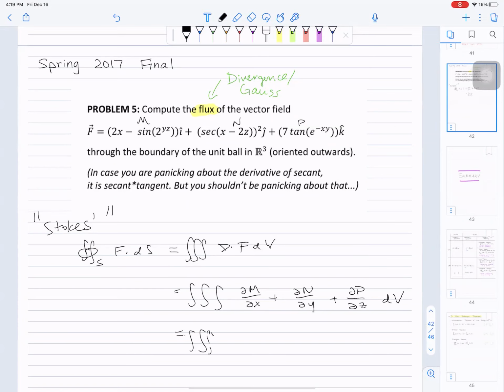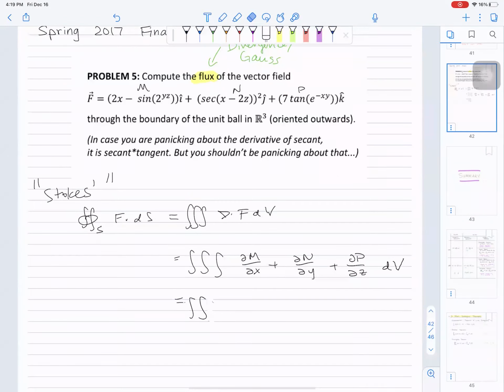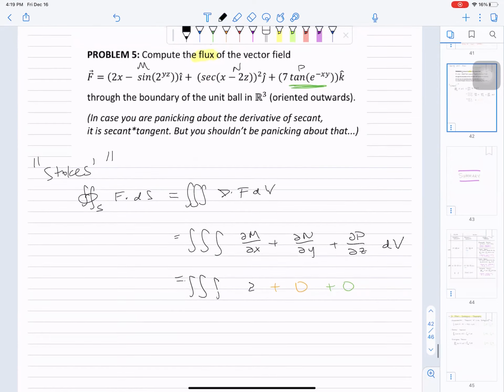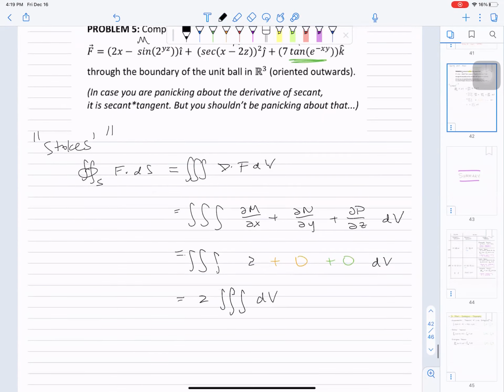What's the derivative with respect to X of the first thing? Well, I get 2, and there's no X's here. Partial of this with respect to Y, there's no Y's, so I get 0. And partial of the last thing with respect to Z, there's no Z, so I also get 0. So I get 2 times the triple integral of dV. What is the triple integral of dV? That's the volume of my unit ball, my shape.